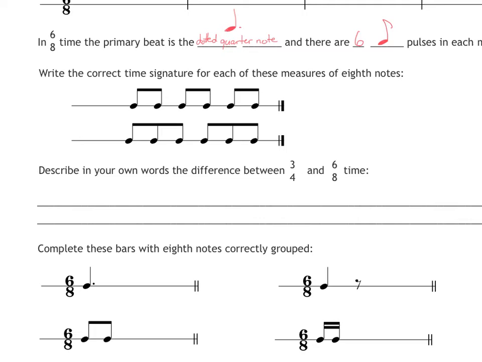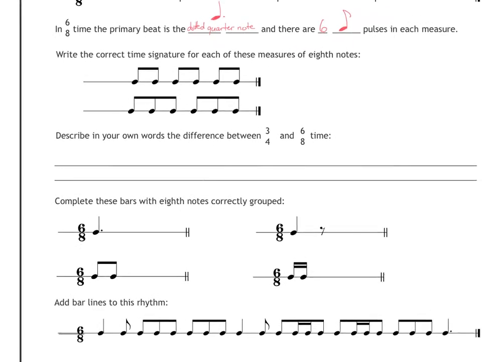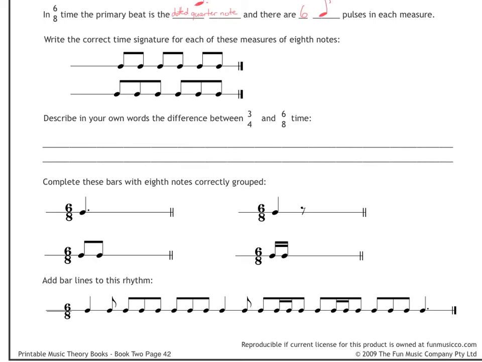The rest of this worksheet should seem pretty self-explanatory. Describe in your own words the difference between 3/4 and 6/8. Yes, mathematically they have the same amount of notes and time in the bars, but there is a very distinct difference. And then complete the bars with eighth notes correctly grouped. So make sure you're showing the different beats of the bars because we're in compound time. And then finally at the bottom, add bar lines to this rhythm. You are given a time signature. Show where the bar lines go throughout the music.